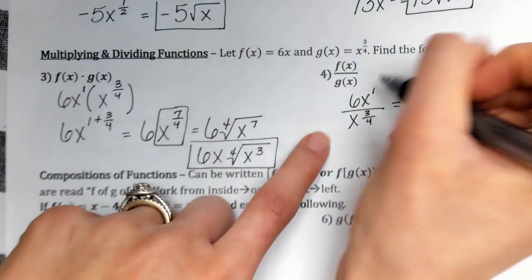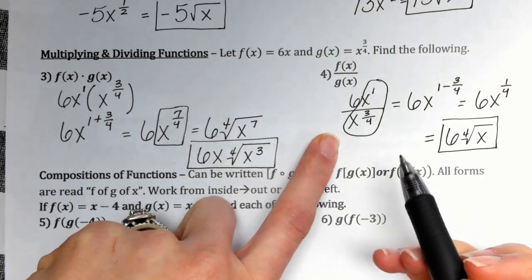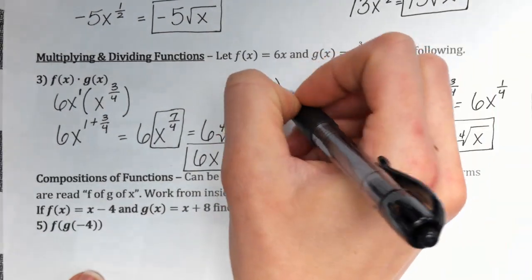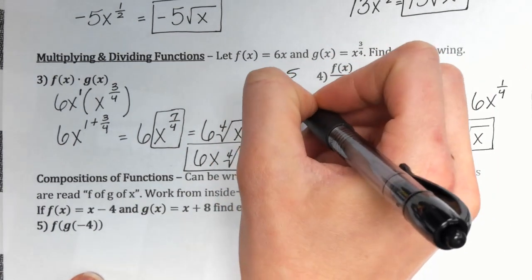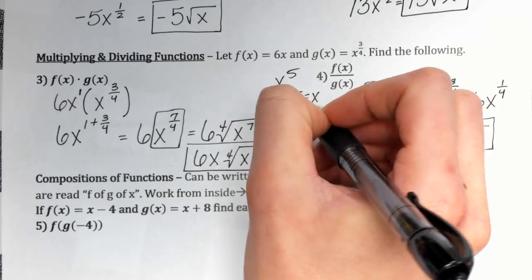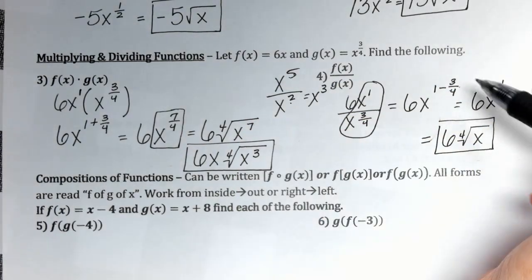You're subtracting, so if these are like bases, you're taking care of it right here, 1 minus 3/4. So if I had x to the 5th over x squared, that becomes what? X to the 3rd, because you're doing 5 minus 2. So the same thing, I just have a fraction.